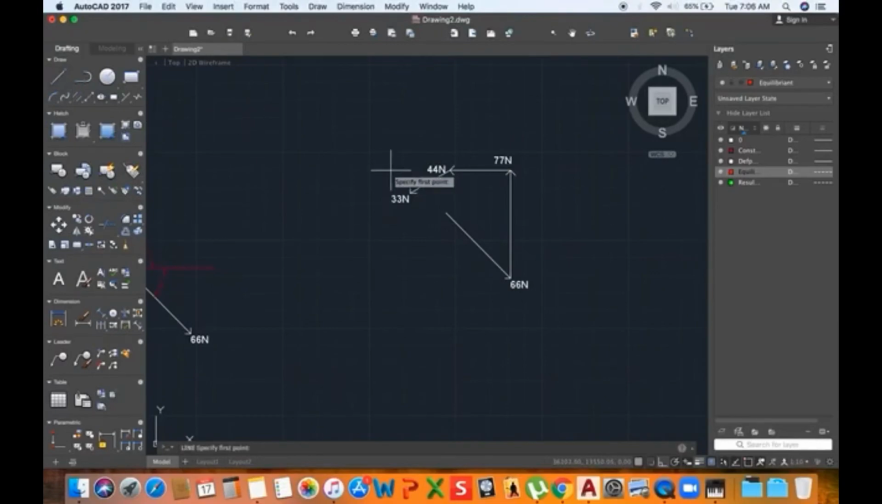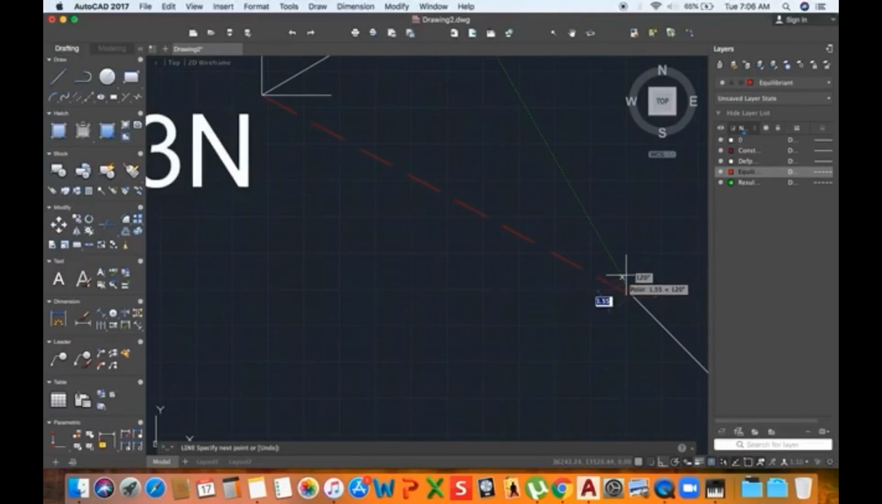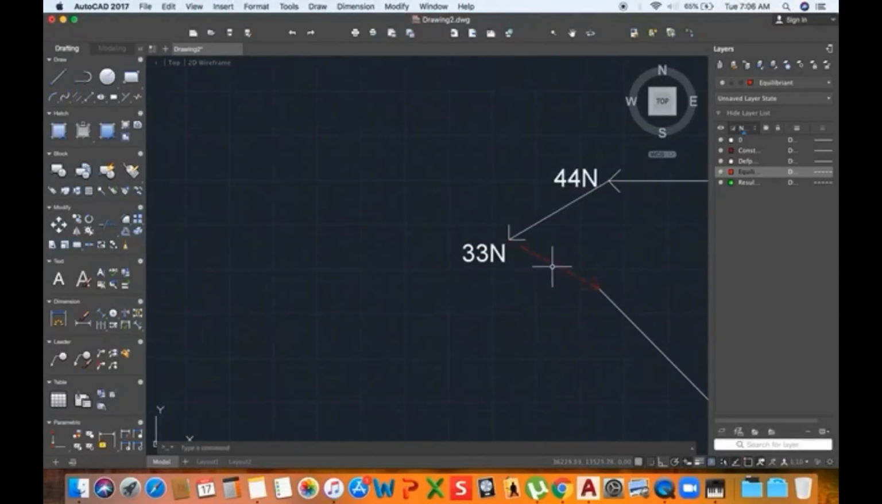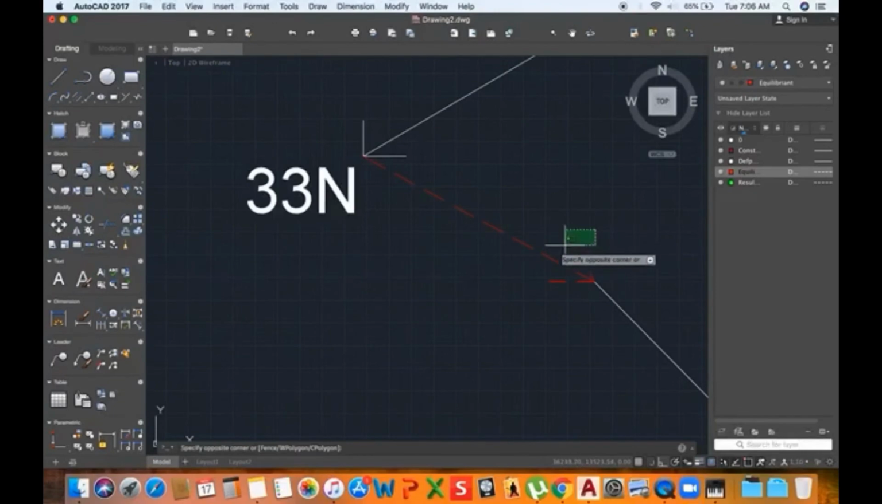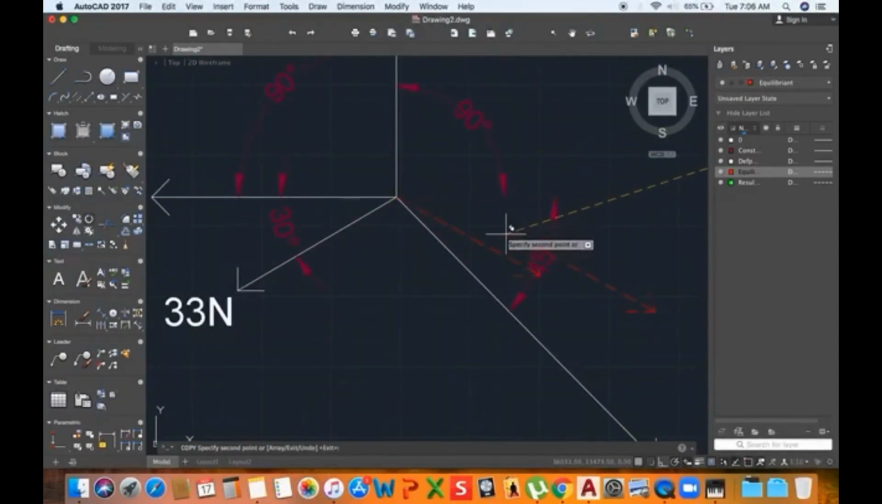So now we are going to connect. We're going to draw our equilibriant line. And then put the direction. This is the equilibriant. Now this is the force that is required to bring the body in equilibrium. So let's just put it over here. So this is our equilibriant force.